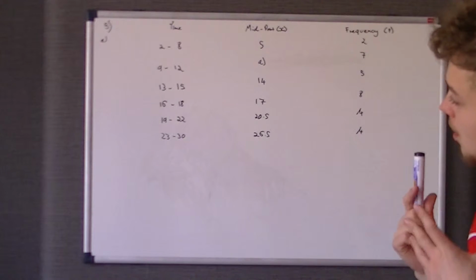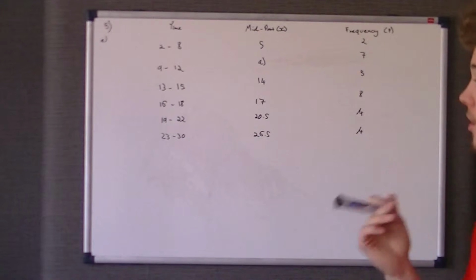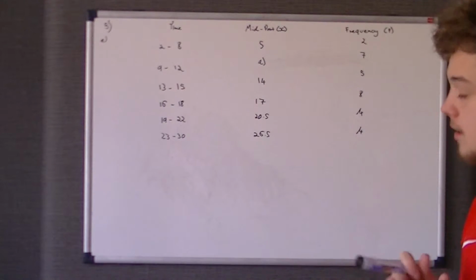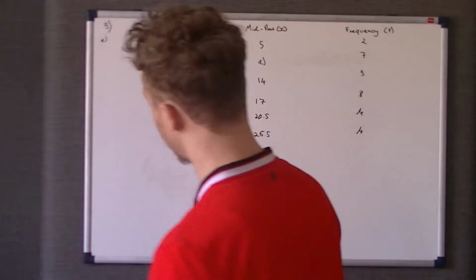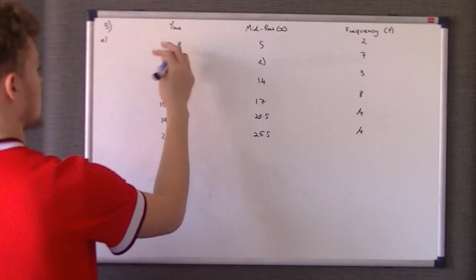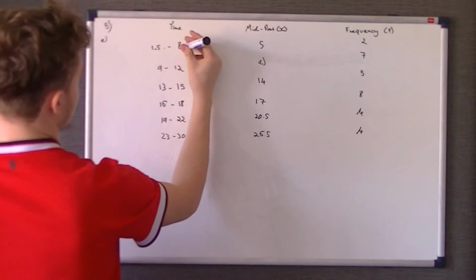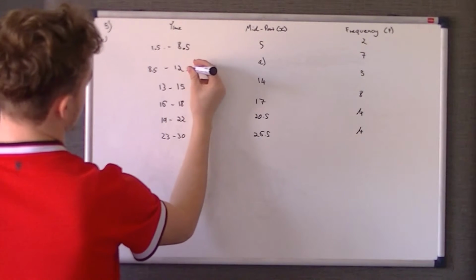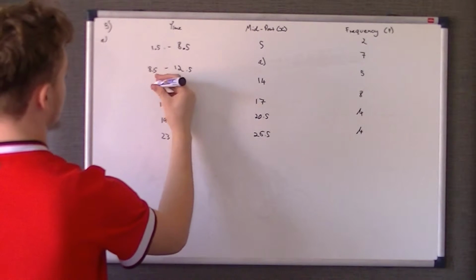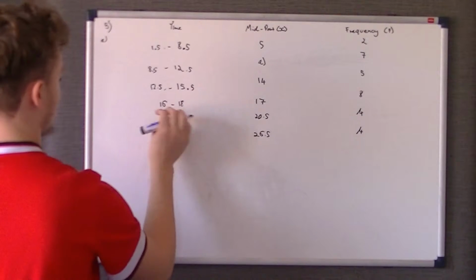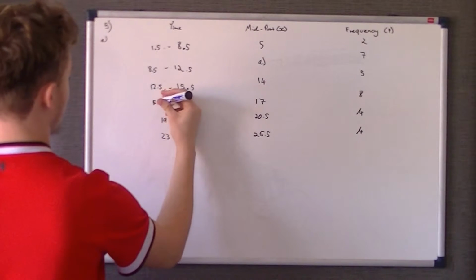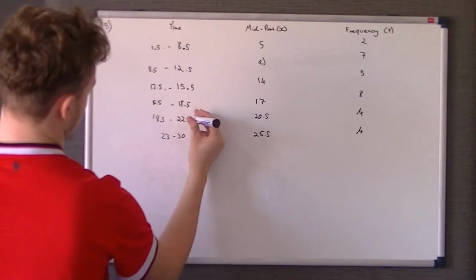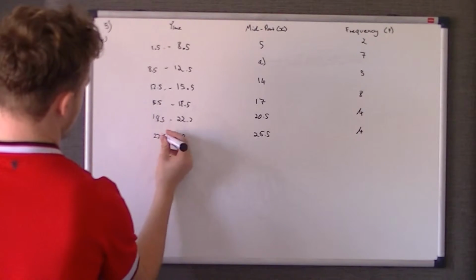However, what we don't have here is overlapping, okay? So it's 2 to 8, and then there's a gap of 8 to 9, so which one goes in where? What we need to do is add 0.5 onto each side of the range, so they overlap. So this 2 becomes 1.5, this 8 becomes 8.5, 9 becomes 8.5, the 12 becomes 12.5, the 13 becomes 12.5, the 15 becomes 15.5, and so on. So we get 15.5 to 18.5, then 18.5 to 22.5, and 22.5 to 30.5.